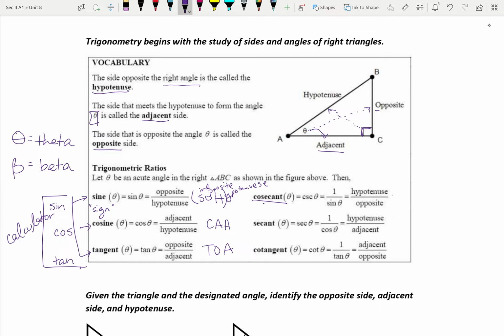Then you have secant, which is the reciprocal of cosine. So instead of adjacent over hypotenuse, this one's hypotenuse over adjacent. And then you have cotangent. So again, you're going to flip-flop this fraction. Instead of opposite over adjacent, now it's adjacent over opposite.